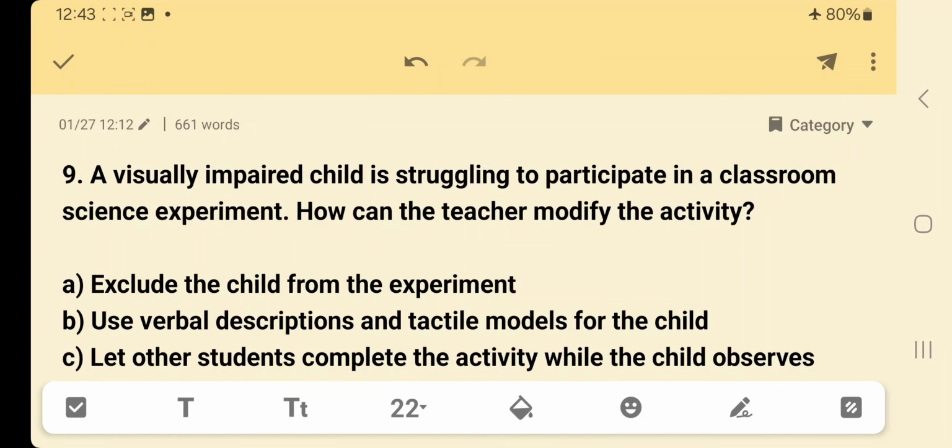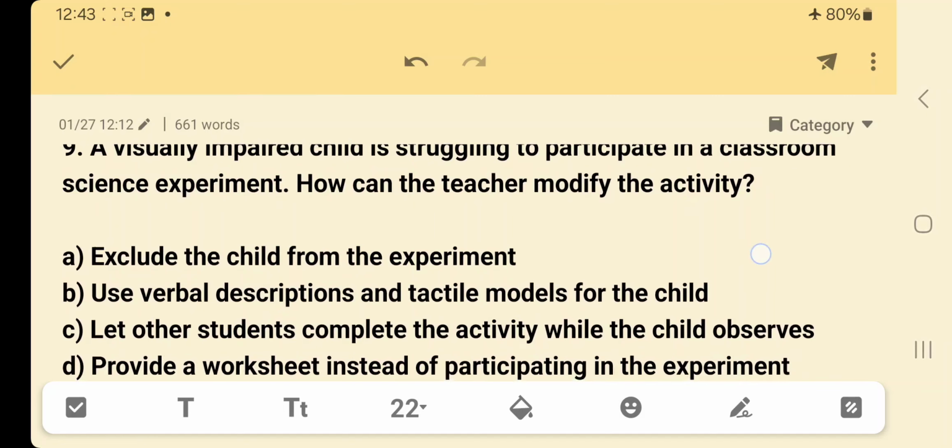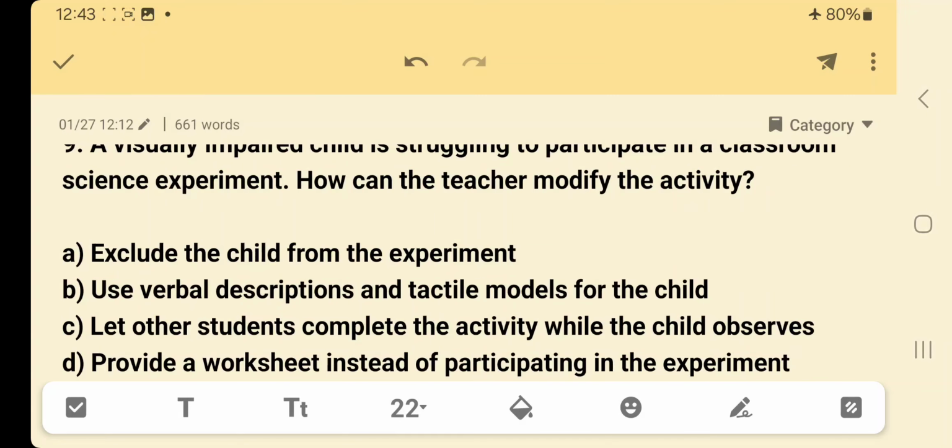Question number 9. A visually impaired child is struggling to participate in a classroom science experiment. How can the teacher modify the activity? Option A. Exclude the child from the experiment. Option B. Use verbal descriptions and tactile models for the child.